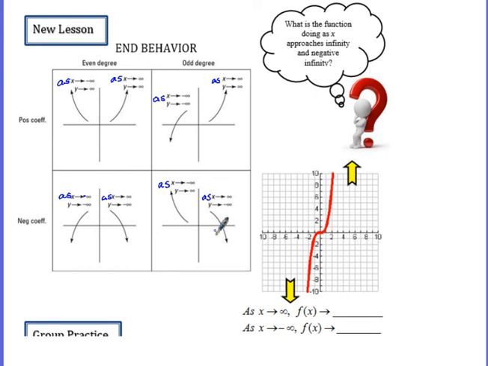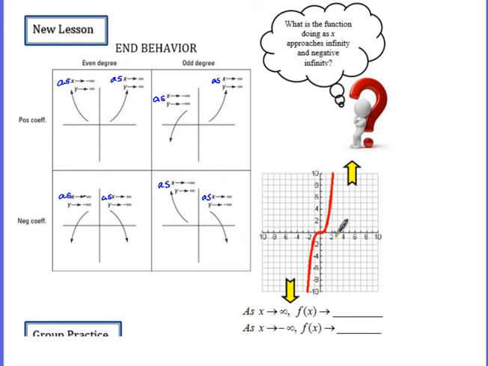So when we talk about end behavior, we're asking what the function is doing as x approaches infinity and negative infinity. As x goes to negative infinity is the left end, and as x goes to positive infinity is the right end. We have to talk about what y is doing on both of those ends.